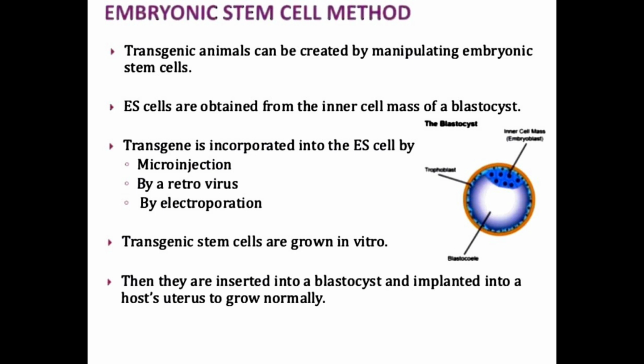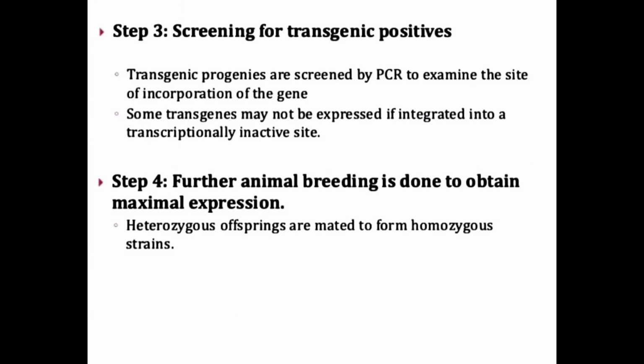Transgenic stem cells are grown in vitro. Then they are inserted into a blastocyst and implanted into a host's uterus to grow normally. And this is the microinjection, which describes the microinjection. And step 3, screening for transgenic positives.